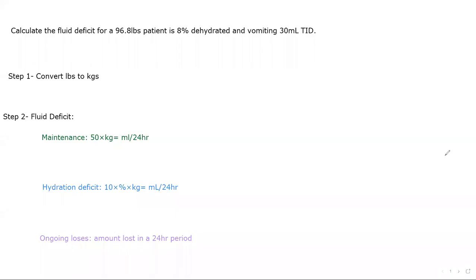Hello, and welcome to this tutorial on how to calculate a fluid deficit. We have a 96.8 kilogram patient that is 8% dehydrated and is vomiting 30 mils TID. For the first step, we are going to convert our pounds to kilograms. So this is 96.8 divided by 2.2 equals 44 kilograms.